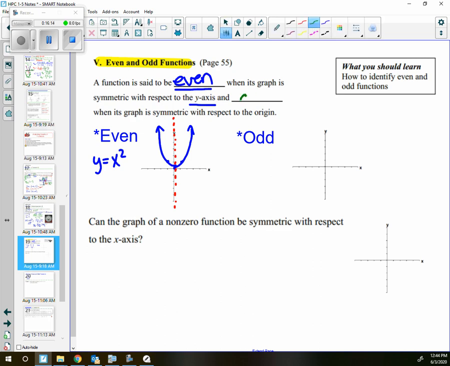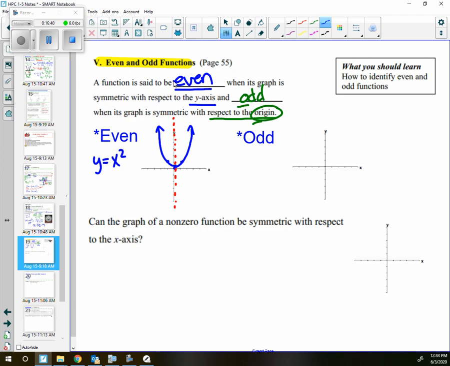Odd functions are said to be odd when they have symmetry with respect to the origin. So odd, origin. I remember they both start with O. That's a great way to remember that. Odd symmetry means they're symmetric with respect to a point. This is a little bit different kind of way to talk about something. But if you have origin symmetry, you're always going to have a point on the graph that's equidistant through the origin with a point on the other side.